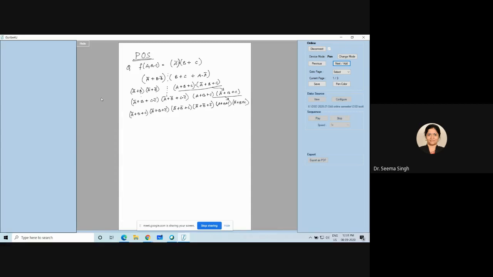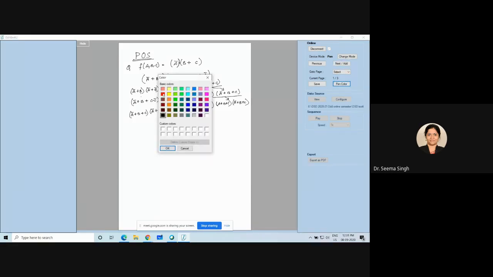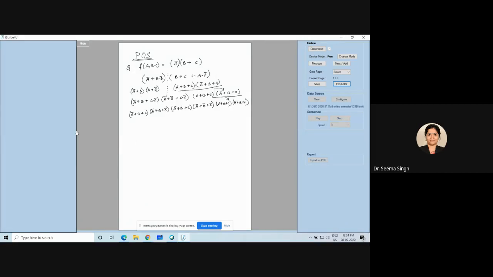Is there anything common? A bar plus B plus C. So there is one term common, right? This term is common with this one. This and this are common. Any other terms common? No, ma'am. Okay, now you have to write it in max term form.